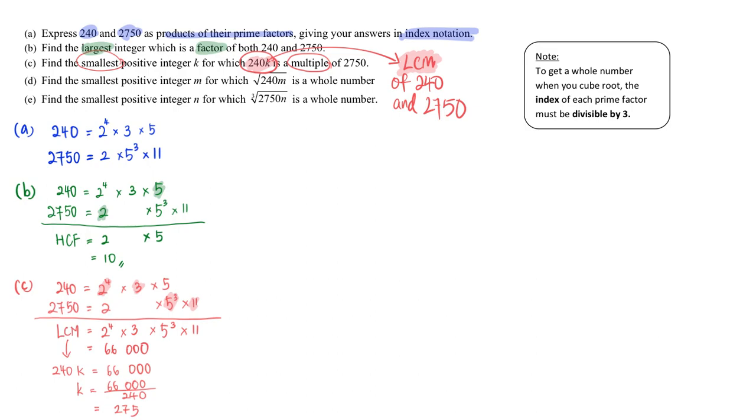Moving on to part D. They tell me that this is a square root, and after I square root, it is a whole number. This tells me a very important thing: when I square root this 240m, it is actually a perfect square.